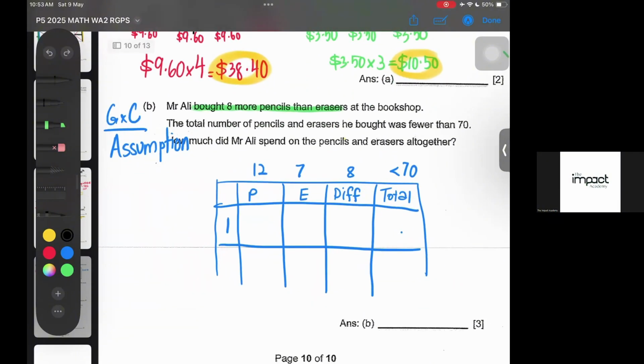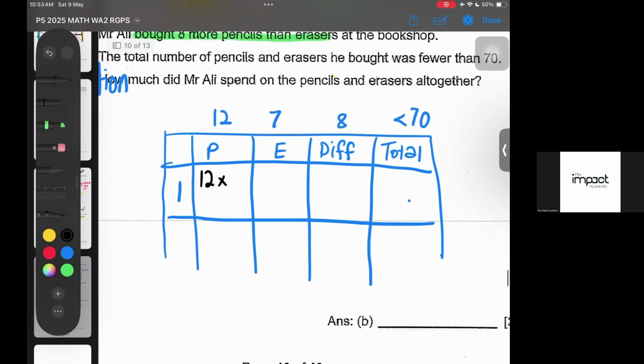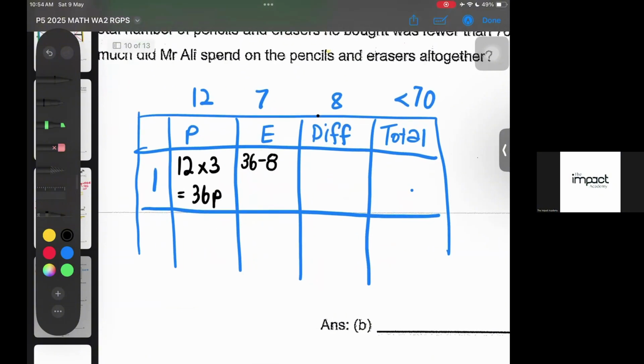Pencils, how many pencils should he buy? Okay, 12 pencils times 3 boxes equals 36 pencils. Go for the next one, erasers. 36 minus 8 equals 28. Very good. If the difference has to be 8, this must be 36 minus 8. Is the eraser more or the pencil more? Pencil is more, right? So it's very good.